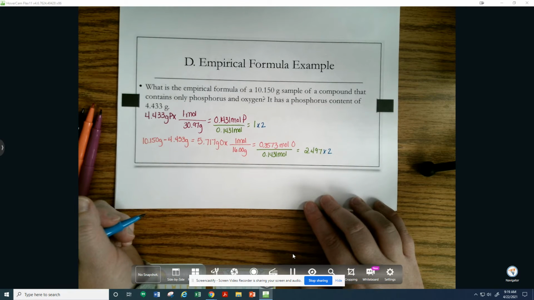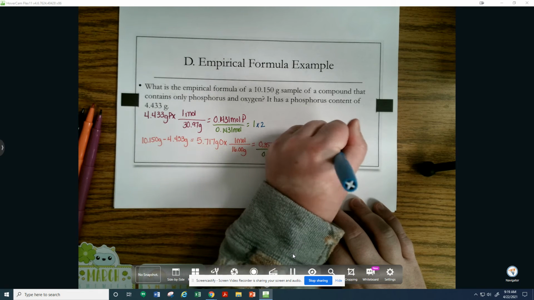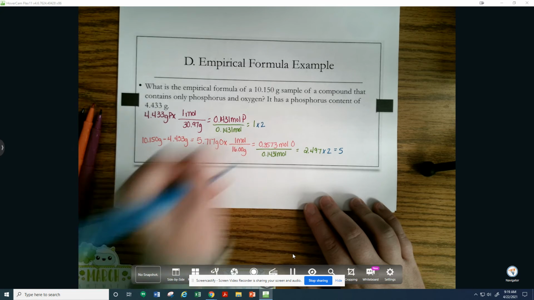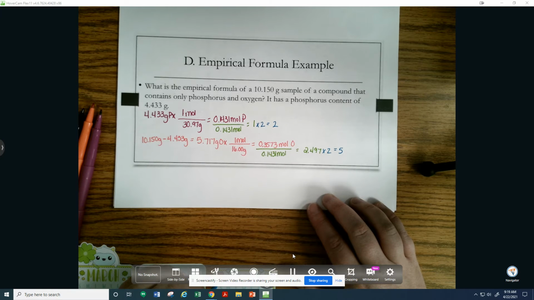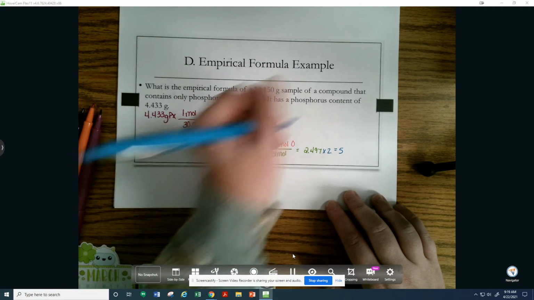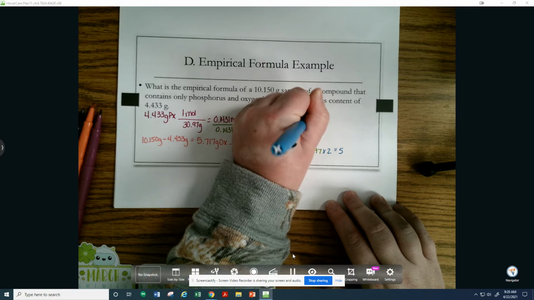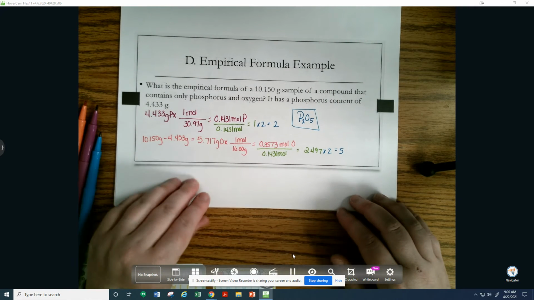What you do to one element, you do to the other, kind of like when you rearrange to solve for x. And the reason why I did this is if I take 2.5 times 2, that gives me a whole number of 5. This gives me 2. So this is a 2 to 5 ratio, not a 1 to 2.5 ratio, because we, again, cannot have half oxygen atoms. So those become our subscripts. So our empirical formula is going to be P2O5. And that's your final answer for this example.